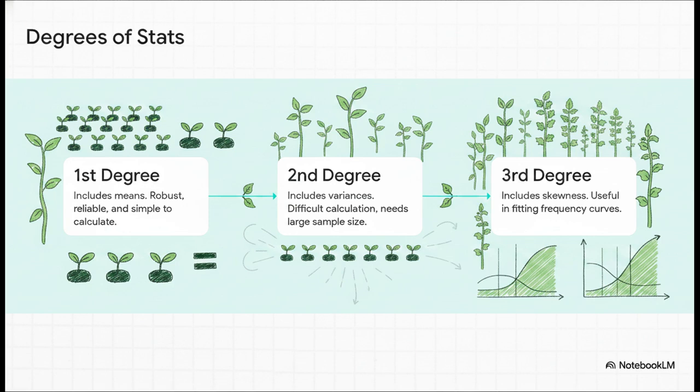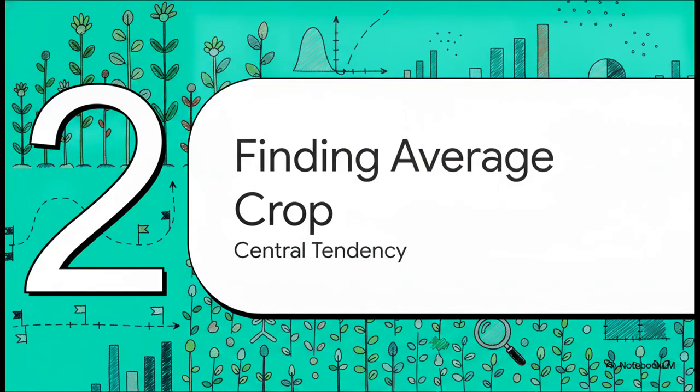This is where we calculate variances. It's a much more difficult calculation, it's less statistically robust, and it requires way larger sample sizes to get precise. Finally, you reach the third degree, looking at skewness and kurtosis, which scientists use for fitting frequency curves. It's a clear, sequential path. Moving right along to Section 2, finding the average crop.